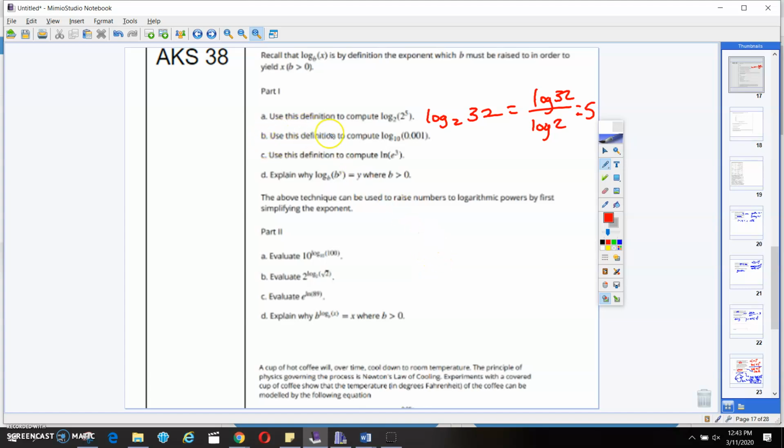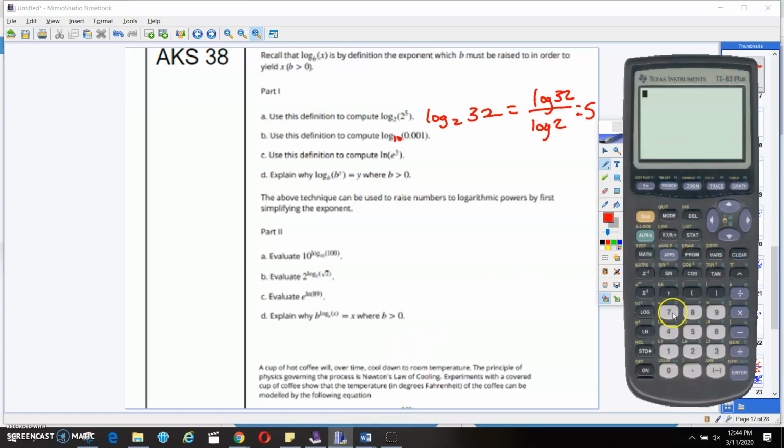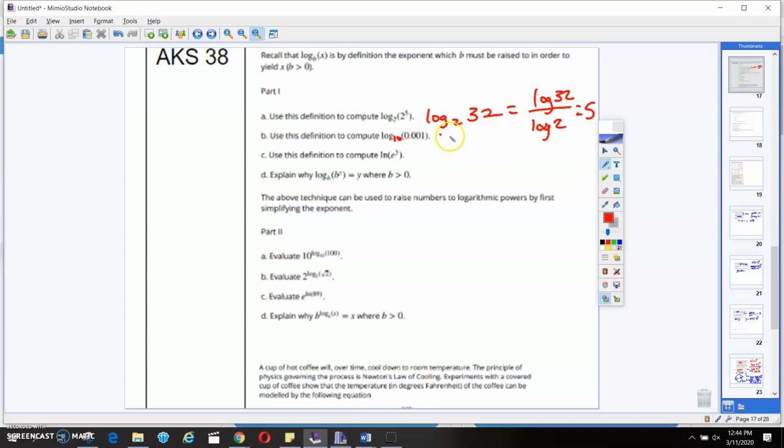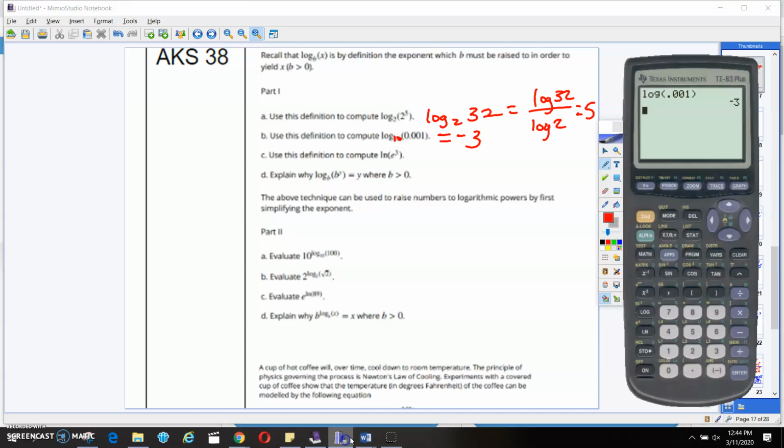So you're going to use the definition to compute this one. Since this is in base 10, you can actually just type this straight into your calculator, because your calculator works in base 10. So you're going to say log of 0.001, close parentheses, hit enter. You're going to get -3.